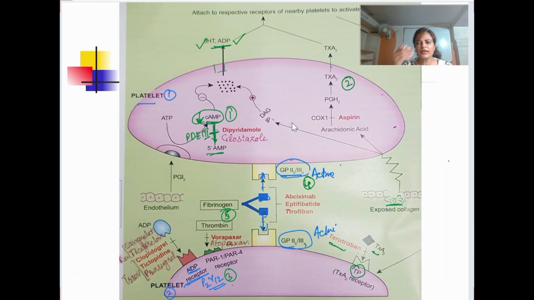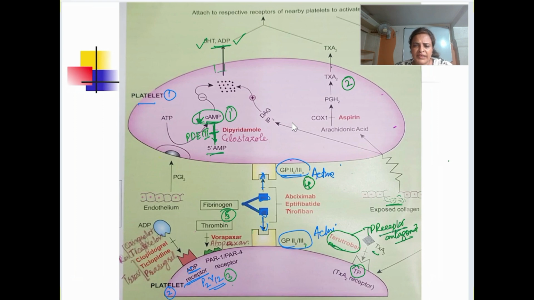Now these TP receptors are present not only on the surface of the platelet, they are also present on the vascular endothelial cell and there it is going to cause vasodilatation if you give terutroban. Otherwise the TP receptor agonists are going to cause vasoconstriction. Here terutroban is a thromboxane or TP receptor antagonist.